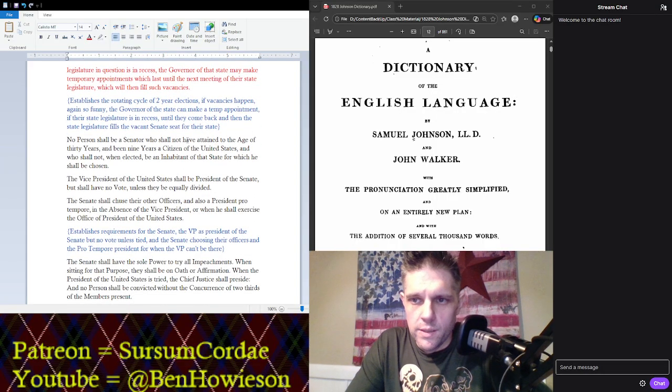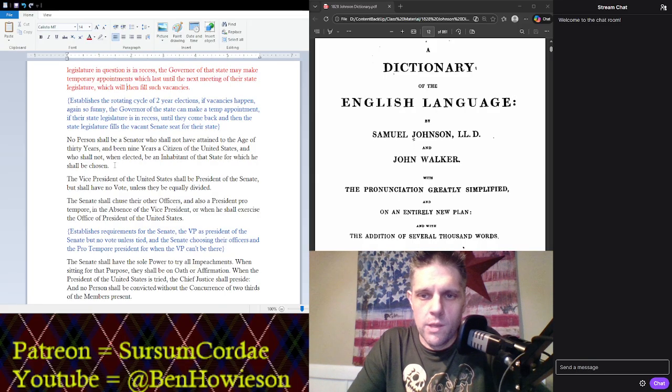Now let's see here. No person, here we have the same kind of idea as the House requirements, except this is the Senate requirements. No person shall be a senator who shall not have attained to the age of 30 years and been 9 years a citizen of the United States, and who shall not, when elected, be an inhabitant of the state for which he shall be chosen.